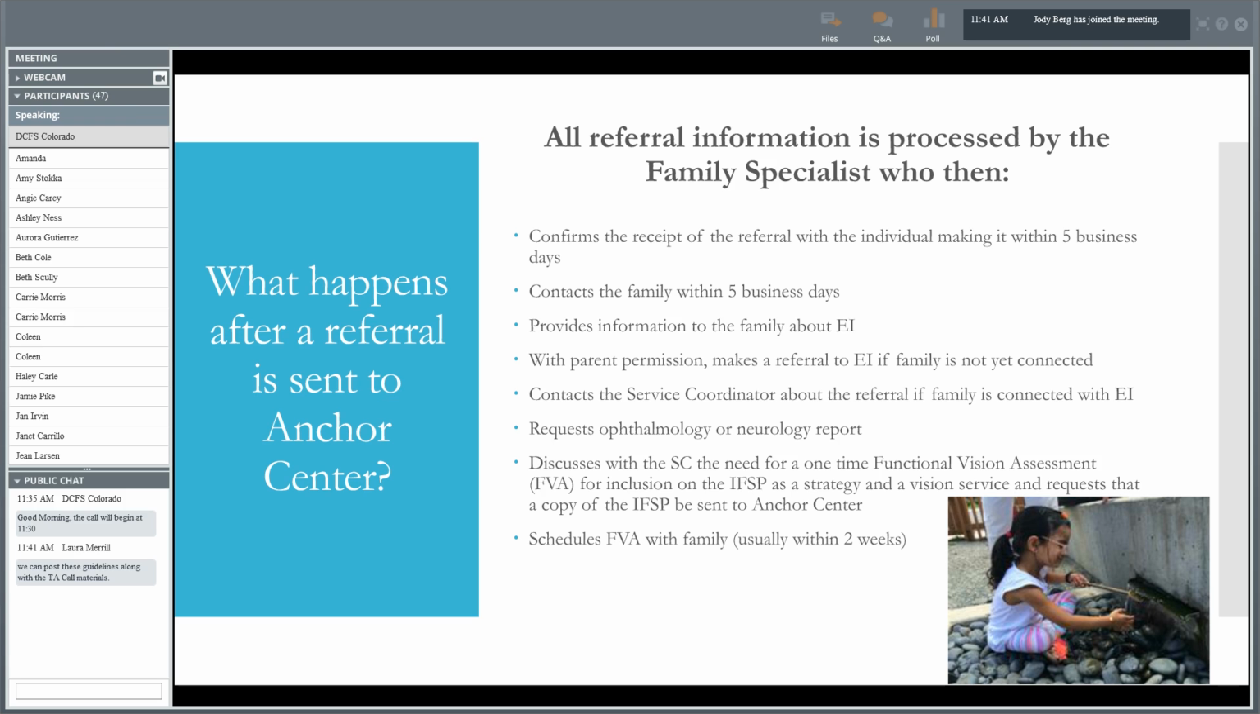And with the referral, if the ophthalmology report is not included, then I would request the ophthalmology report as well, and also discuss the need of the service coordinator for a one-time functional vision assessment.